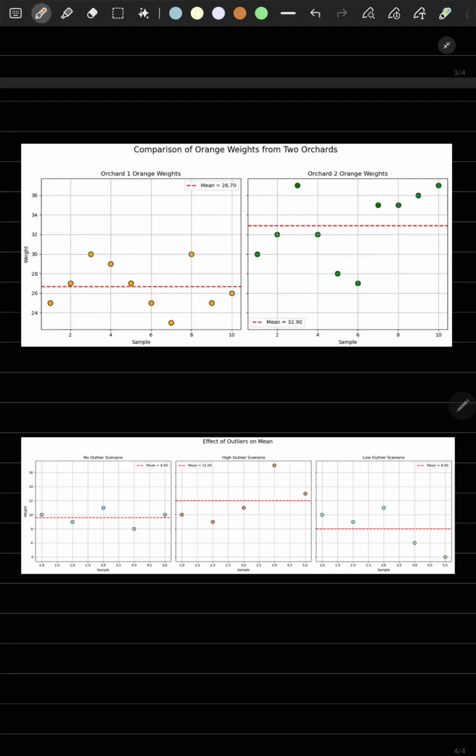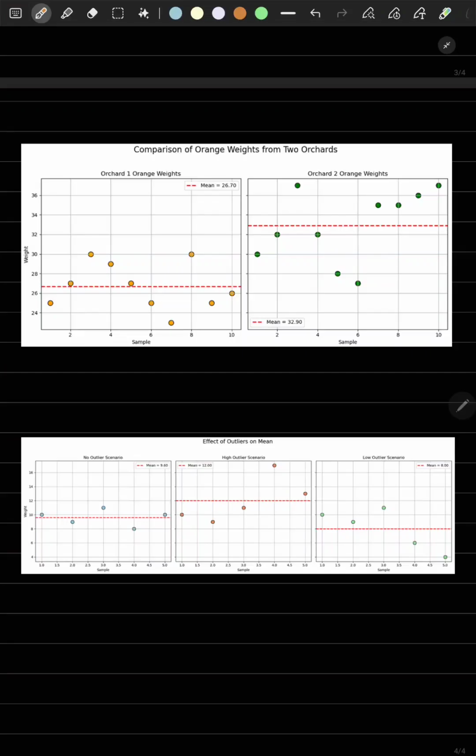Yeah, and even if you see the mean line, which is the red dotted line, that is higher for orchid 2, and our result was the same, right? That oranges from orchid 2 tend to be heavier than oranges from orchid 1. So this demonstrates the weights and the data is same as we saw in our example.